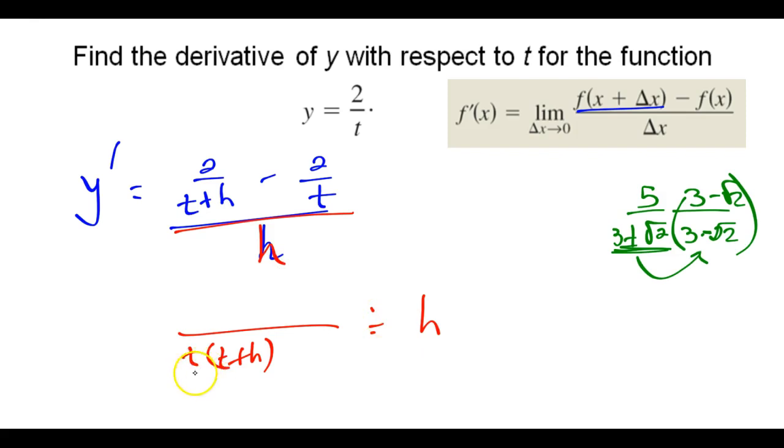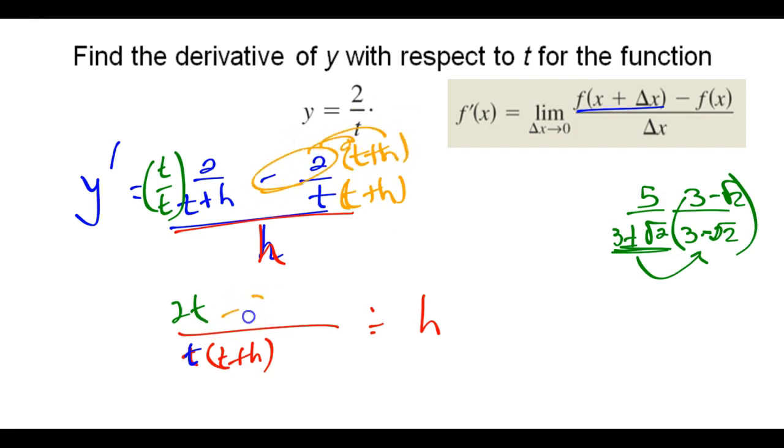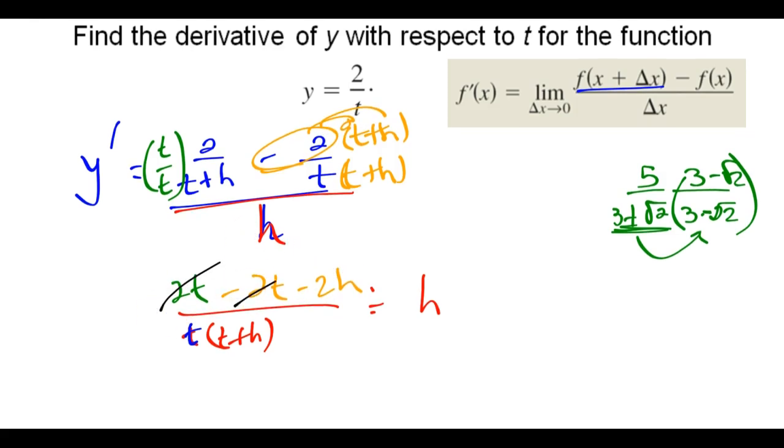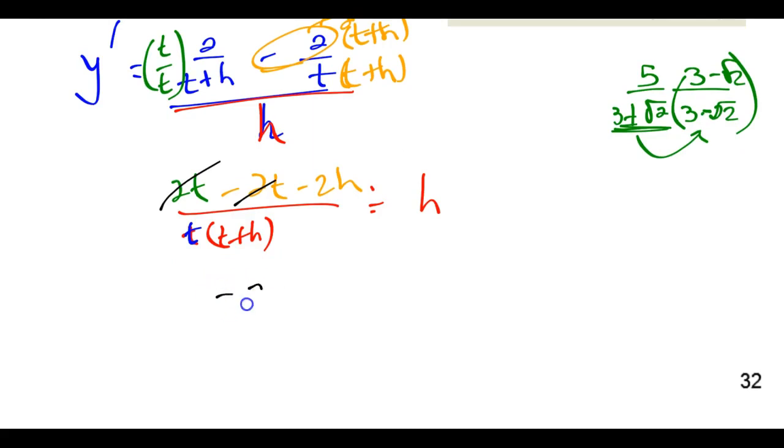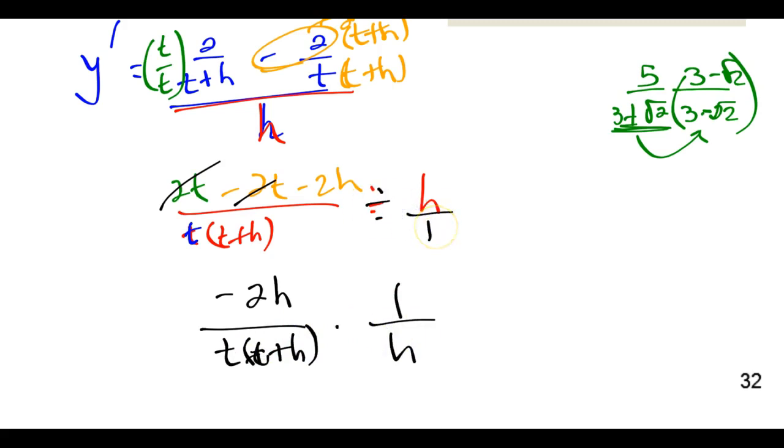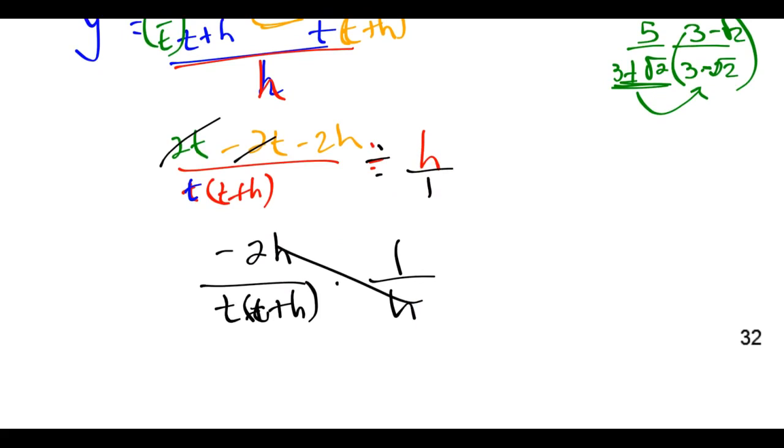So if this is my common denominator, t plus h times t, then I need to multiply the top and bottom of the first fraction by t, and bring down a 2t. And I need to multiply the second fraction by t plus h on top and bottom. And don't forget to distribute the negative 2, and bring over a negative 2t minus 2h. Something should cancel. If they don't, you did something mathematically wrong. So I'm left with negative 2h over t times t plus h, times 1 over h. Well, instead of dividing by h over 1, you can multiply by the reciprocal. So these h's cancel. That should always happen, and I'm getting lazy.